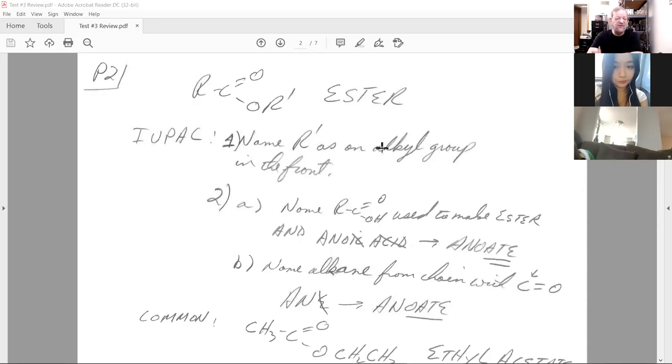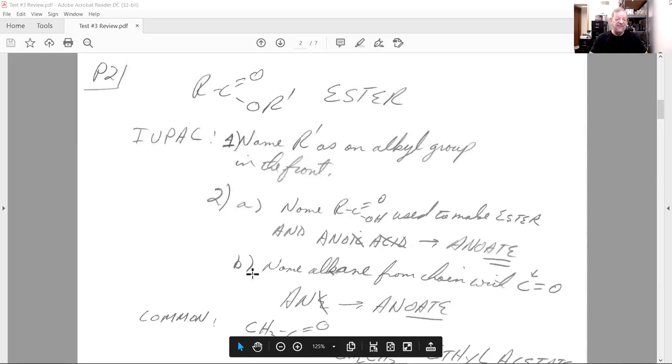Next, there are two ways. 2A is the IUPAC way. Pretend R prime is an H, name that carboxylic acid, and then drop the IC in the word acid at the end and add ATE. Now, I had a very inventive student a couple years ago, and he found out something that works for all except when R is a benzene ring, and I proved he was right, and I thanked him for it, and that's why I remember him, and I don't take credit for this.